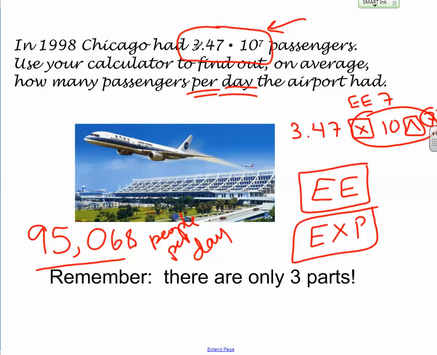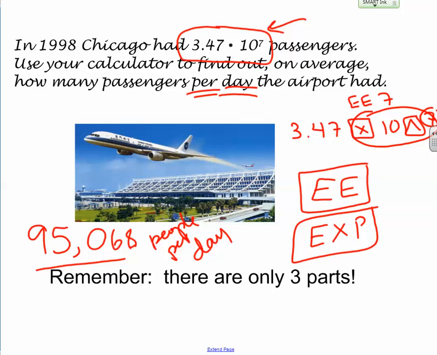All right, and then we worked with the number of passengers a day in 1998 in Chicago, and it was this number in scientific notation. And, excuse me, this was in a year. And I had you figure out the number per day. So I taught you how to enter this in your calculator.